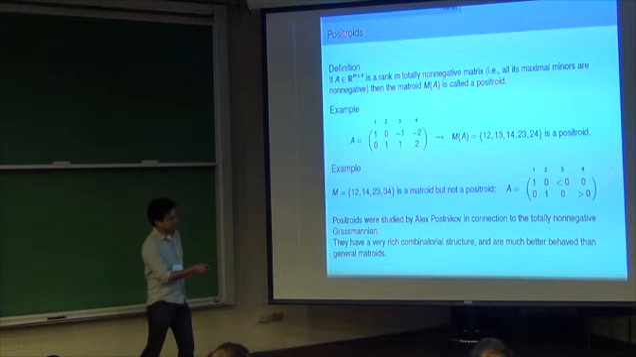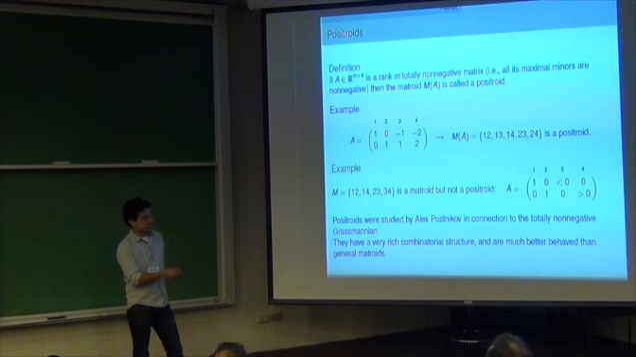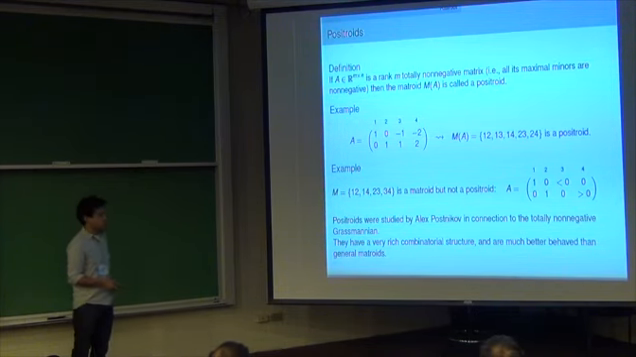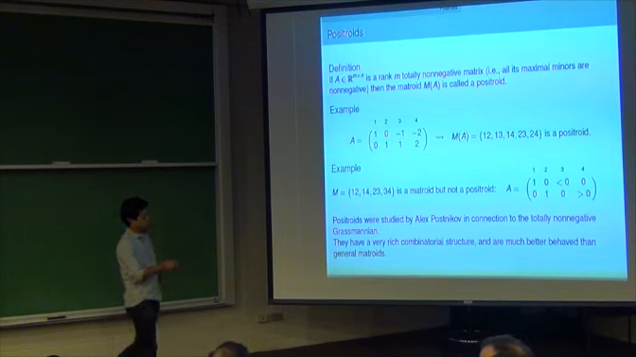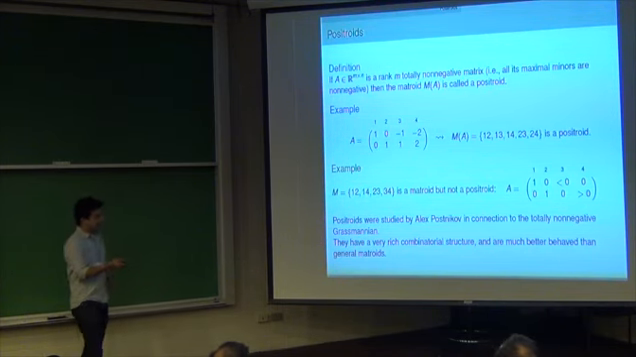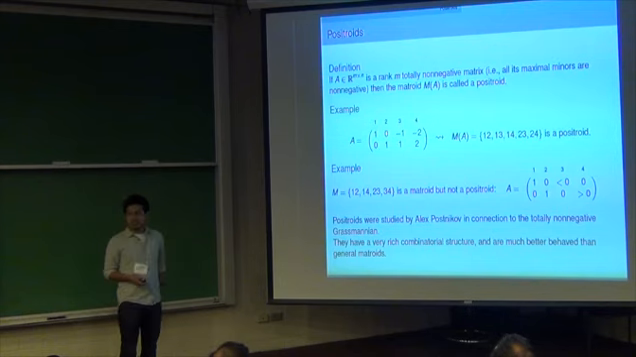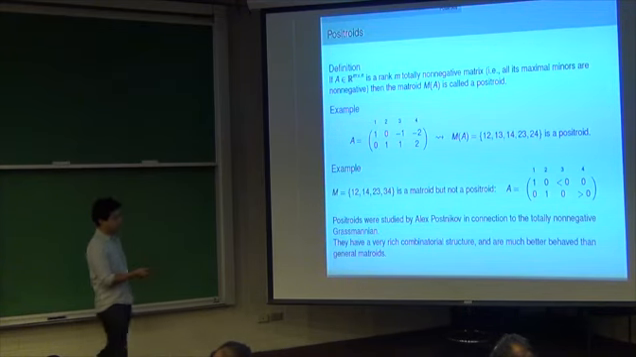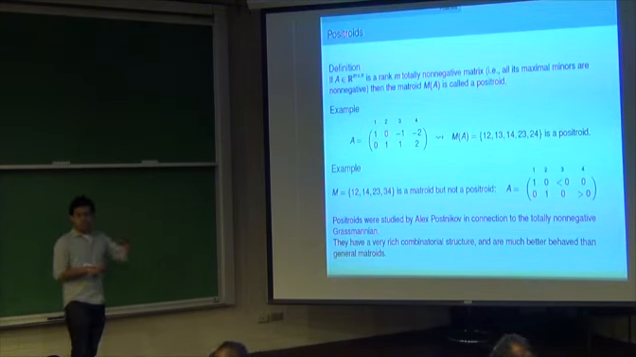So if you take a matrix like this, that gives you this matroid, but it's not a positroid, it's not totally non-negative. Hopefully you guys see why this is a matroid but not a positroid. And positroids are maybe the essential object in Alex Postnikov's study of the totally non-negative Grassmannian.